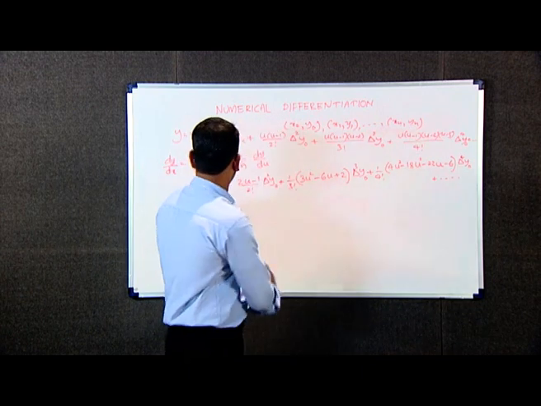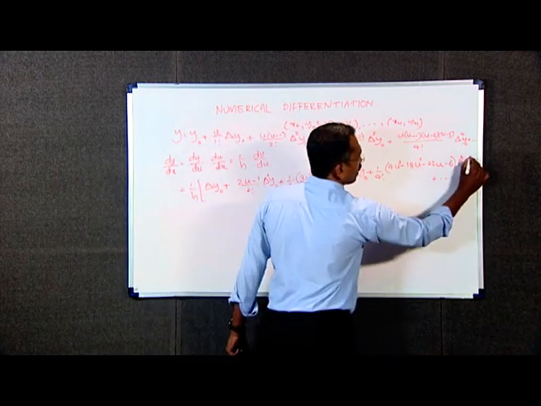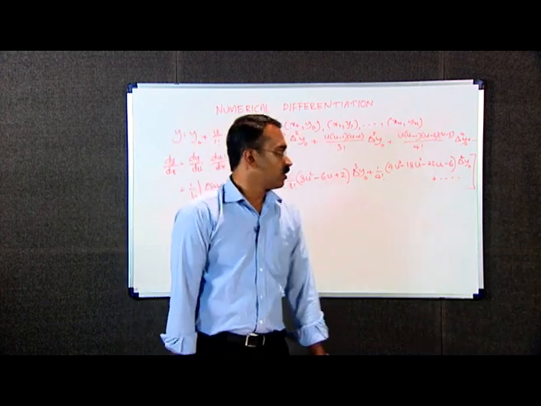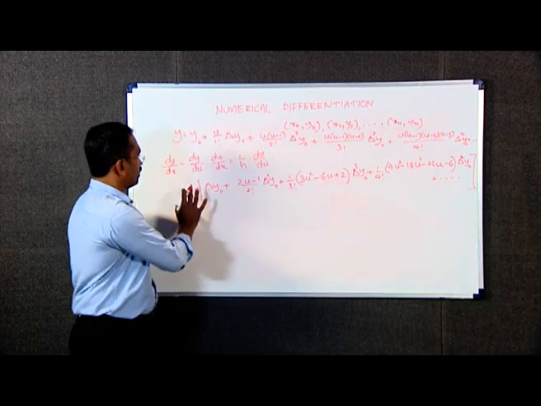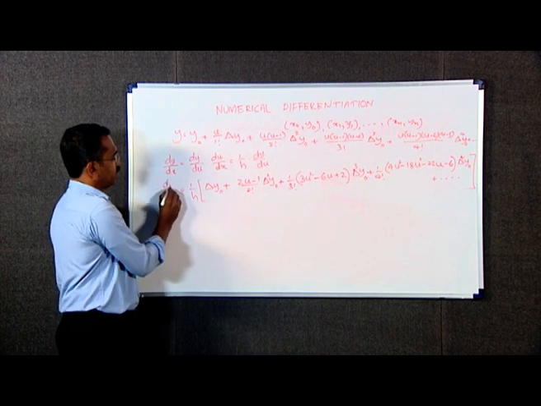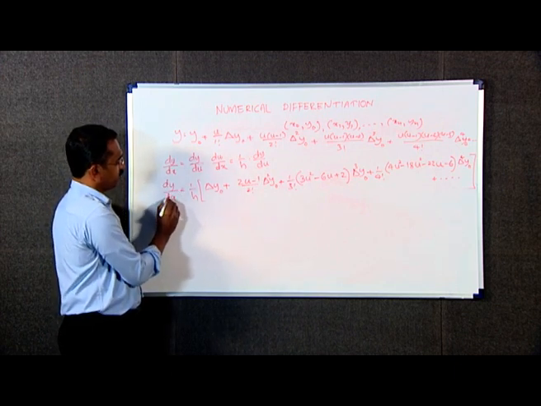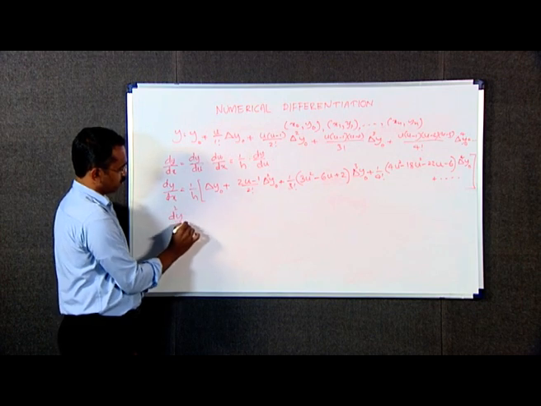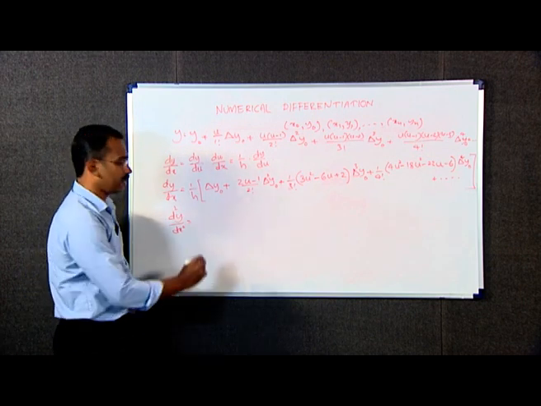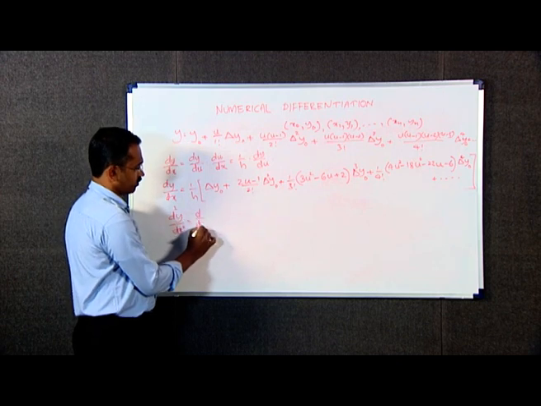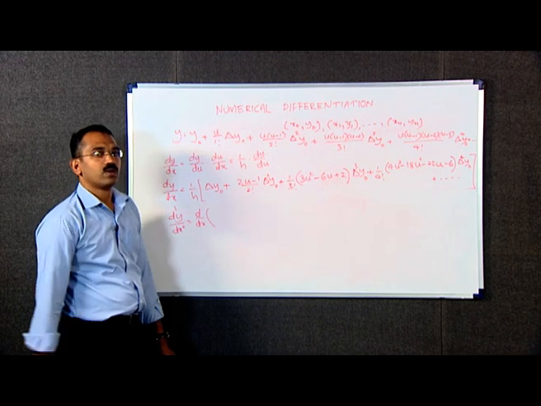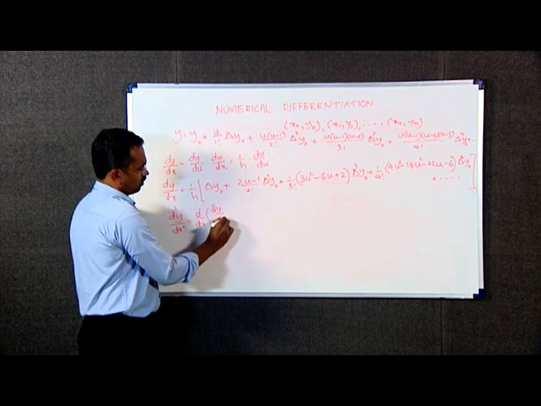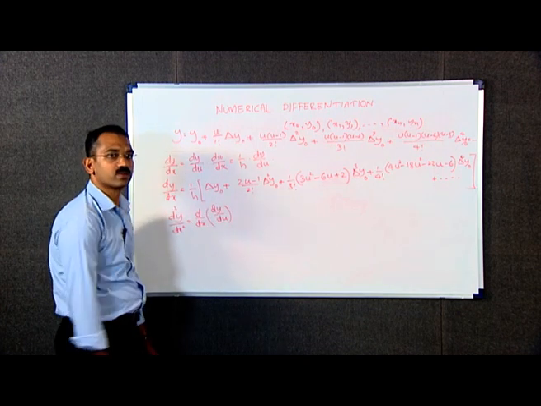1 by h is common, therefore we use the bracket. Now, we differentiate this once again. We get d square y by dx square, the second derivative of y with respect to x, which is equal to d by dx of dy by du into du by dx.